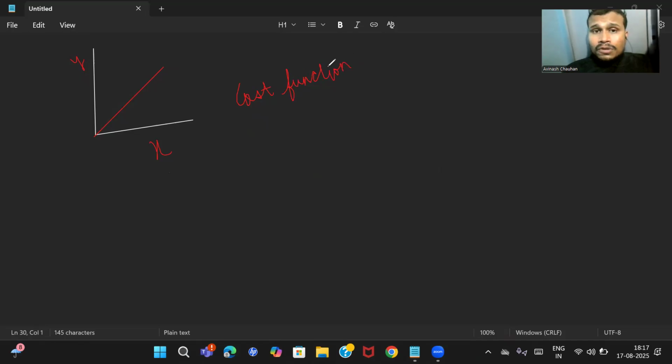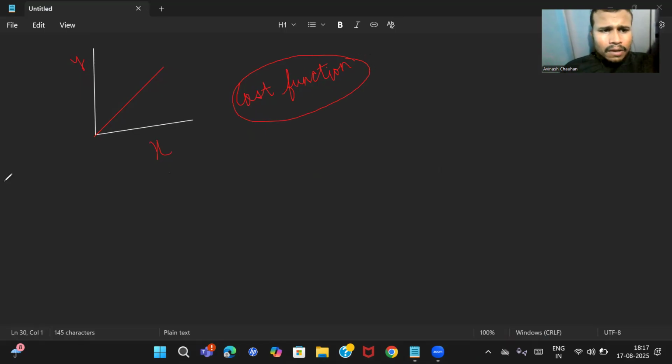Cost function. So just focus here, this is what I'm going to discuss. I'm going to explain to you in simple terms what is meant by cost function. What is meant by cost function?